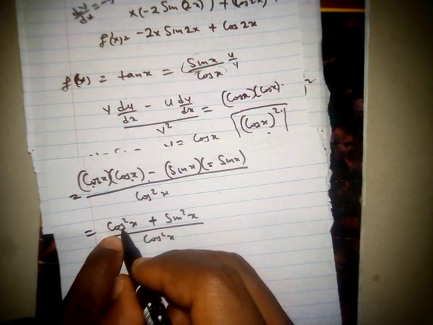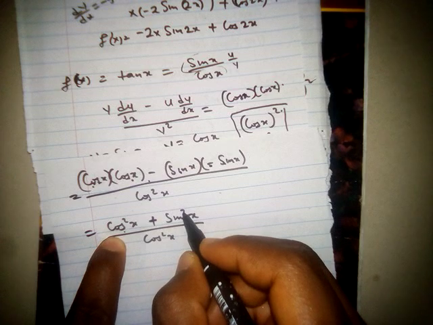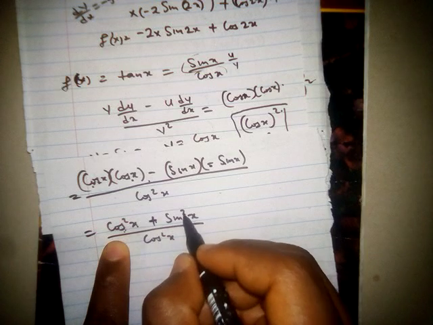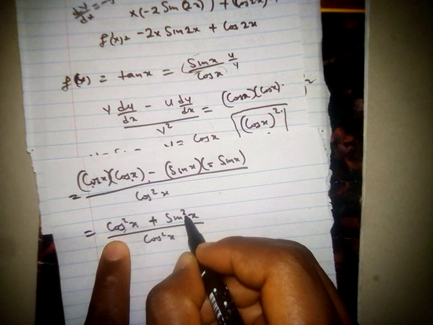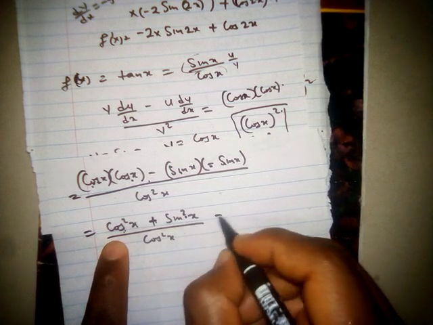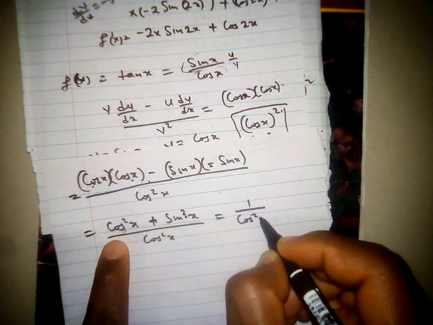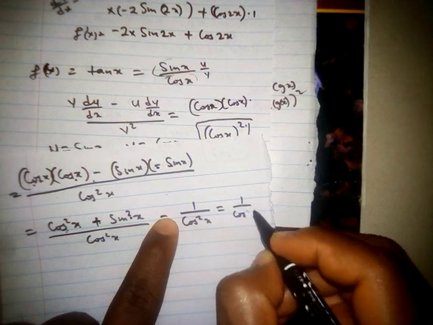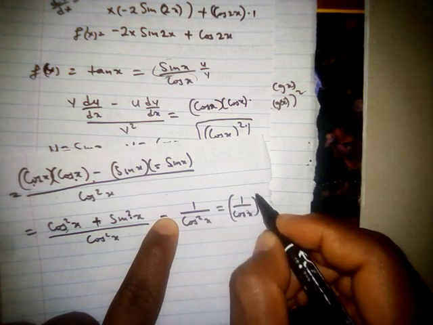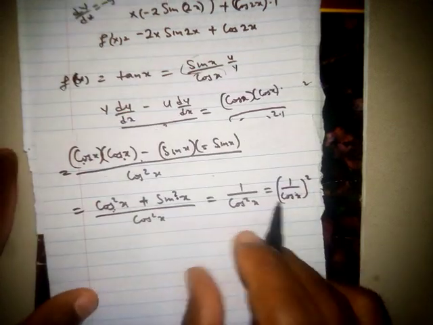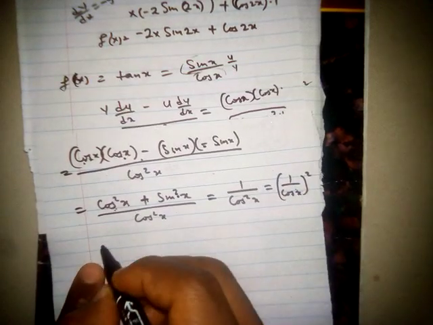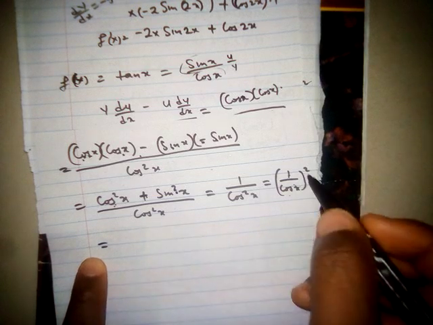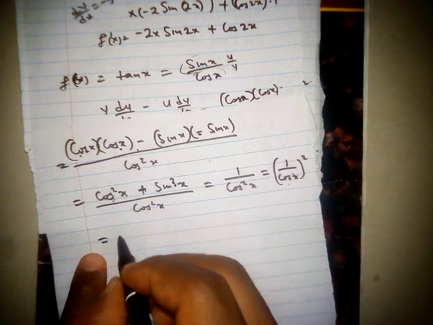So recall our identity. Now recall that cos square x plus sine square x is equal to 1, from trig identity. Whenever we have cos square x plus sine square x, the result is equal to what? 1. So we have this as 1 all over cos square x. Okay, so I can also write this as 1 over cos x all squared. This 1 over cos x gives us what? Sec x. Okay, 1 over cos x is equal to sec x.